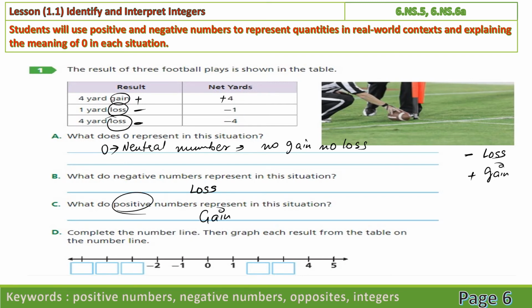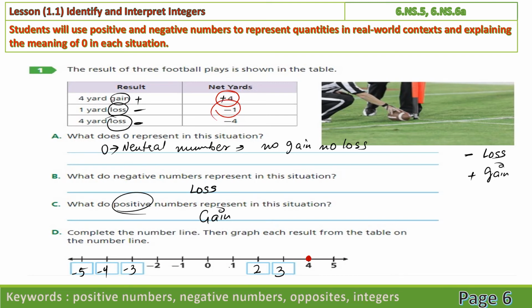Now complete the number line. Then graph each result from the table. Okay. On the right side, 0, 1, then 2, then 3. On the left side, -1, -2, -3, -4 and the negative sign. Okay, now they are asking you to graph this table. So +4. Where is +4? Here on the number line.